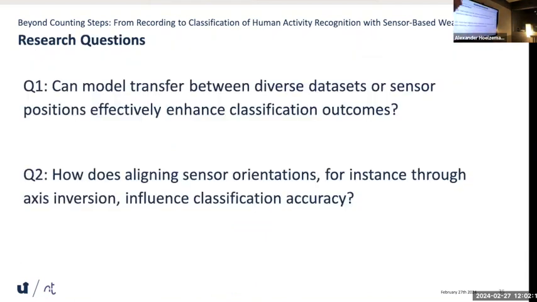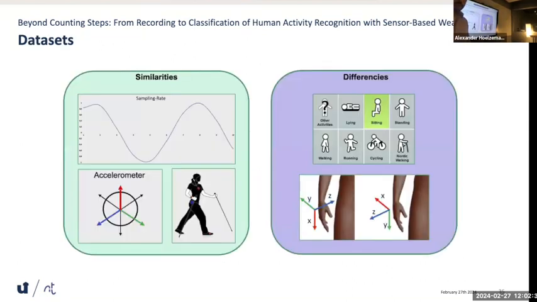We wanted to answer 2 research questions with this paper. First one is, can model transfer between diverse data sets or sensor positions effectively enhance classification outcomes? And second, how does aligning sensor orientation, for instance through axis inversion, influence classification accuracy? Why axis inversion might be important, I'm going to tell you in a couple of seconds.